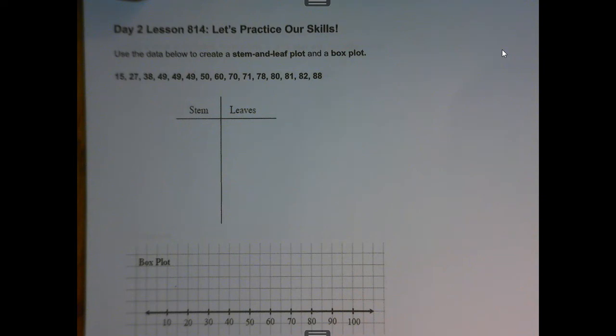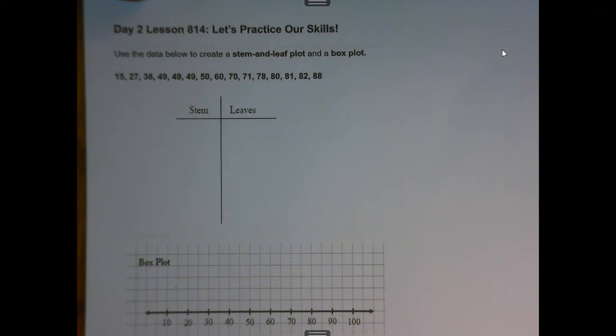All right, here we are with lesson 814, day 2. We are going to practice our skills of stem and leaf plot, box plot, and then we are going to be able to independently practice a histogram as well.